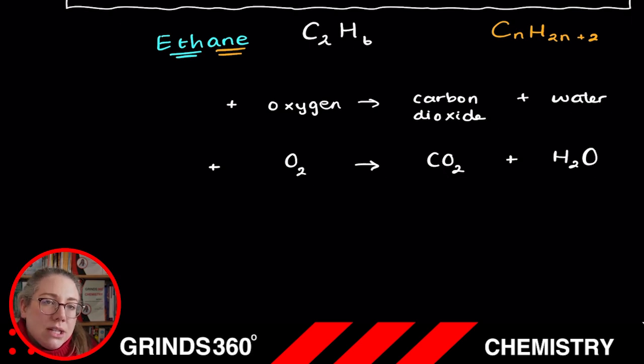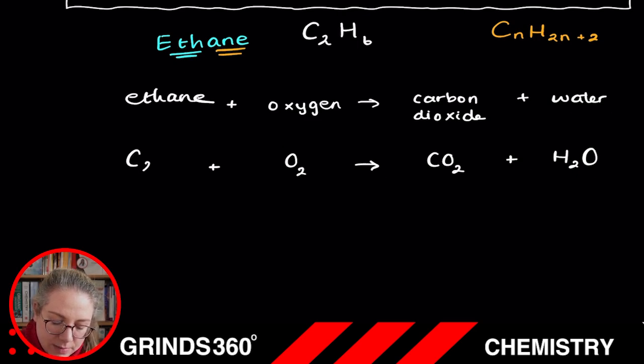I know a lot of students actually prefer to draw out the structure of ethane and then count the number of atoms, which you absolutely can do. It is the same thing. I don't care how you work out your number of atoms of each element, as long as it is C2H6, it's grand. So here we're going to write in C2H6, or my ethane, plus oxygen to give me carbon dioxide plus water.